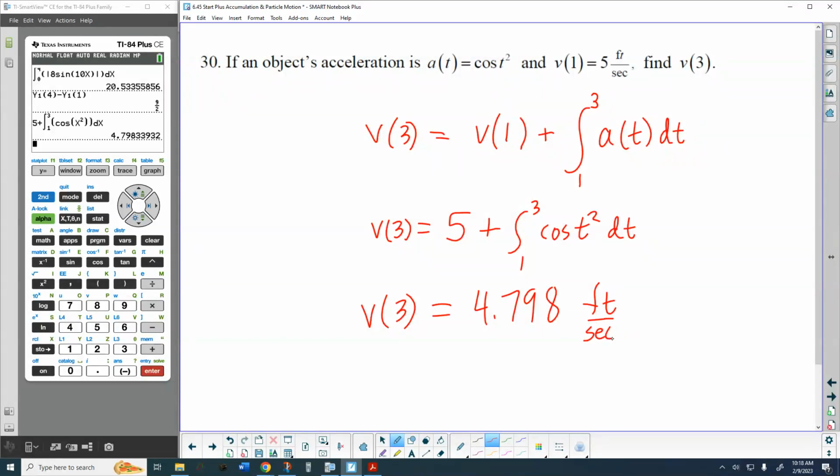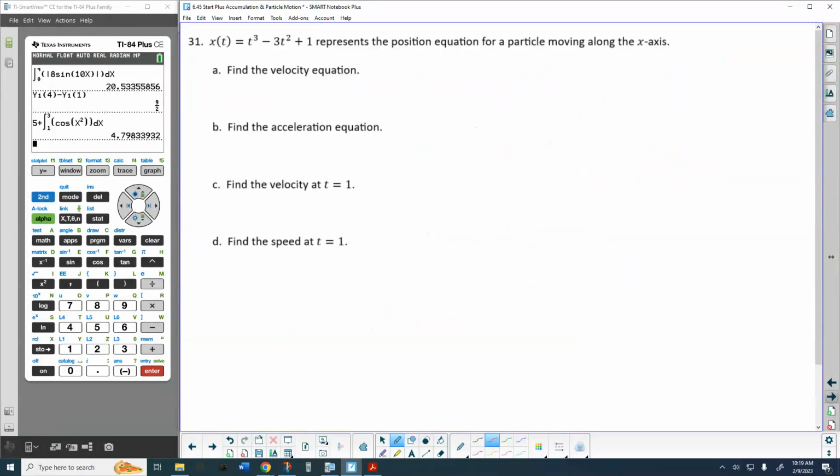Okay, so this next problem, number 31, we're going to do a lot of just reviewing different parts of particle motion. So if you have your particle motion reference sheet, you can look at it, but I have a new particle motion reference sheet for you that has the integral stuff on it. I don't want to give it to you yet though, because we're going to try to figure some stuff out, but then I'll give it to you.